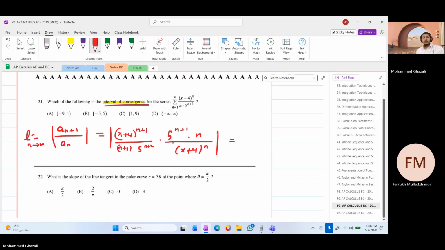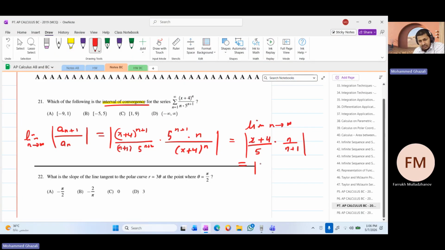Now, what are we left with? Let's deal with the x plus 4 to the power n. So we're just left with the x plus 4 on top. The n over n plus 1 I can write there. And I'm left with 5 at the bottom, right? Limit as n approaches infinity. That is just 1. Okay.